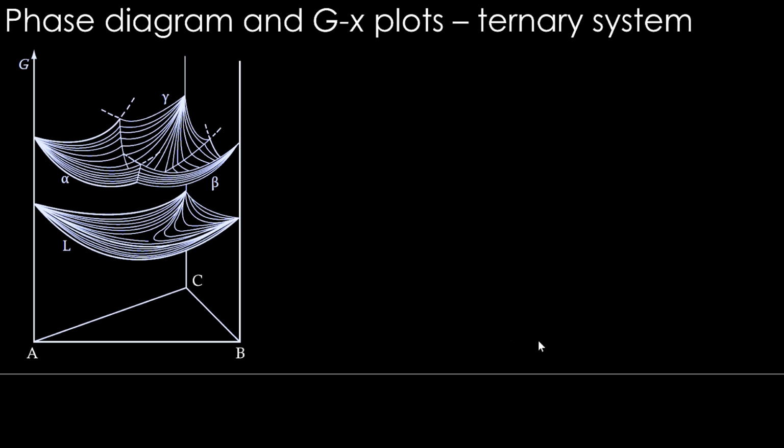Right. So that's about binary G versus X. We'll see a small flavor of how it looks in the ternary regime. These are not Gibbs energy curves, these are Gibbs energy surfaces. Okay, 3 element composition space. So we have Gibbs energy surfaces coming, and you can see alpha, beta, gamma, liquid.